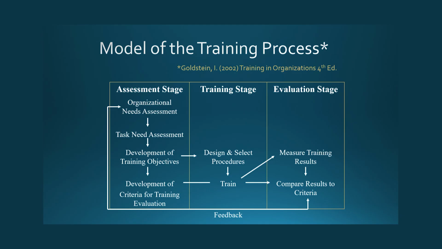So this is a model of the training process, which has 3 stages: assessment stage, training stage and evaluation stage. Under the assessment stage, what are we assessing? We are assessing the need for training. This is done at 3 levels: organizational need assessment, task need assessment, and individual need assessment, along with development of training objectives and development of criteria for training evaluation.